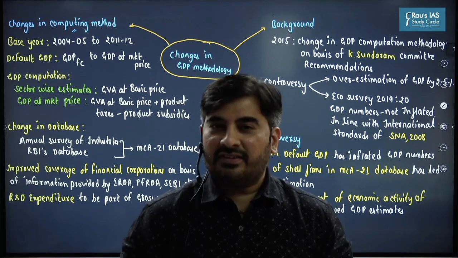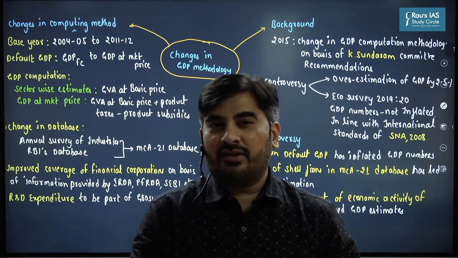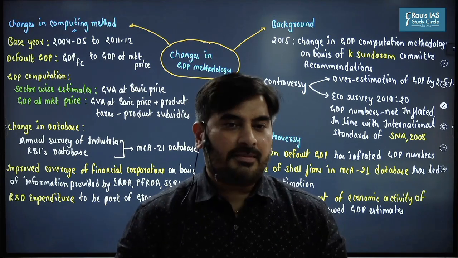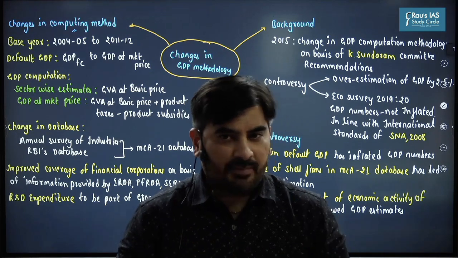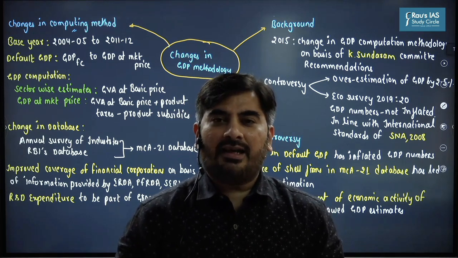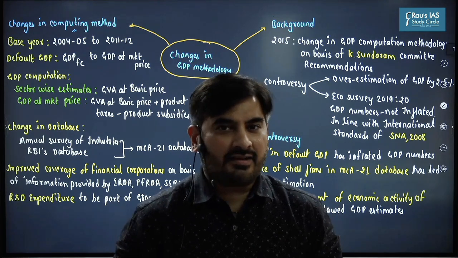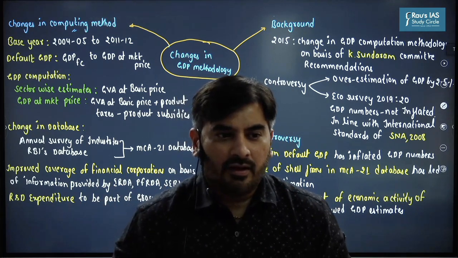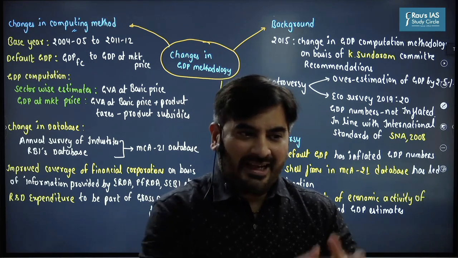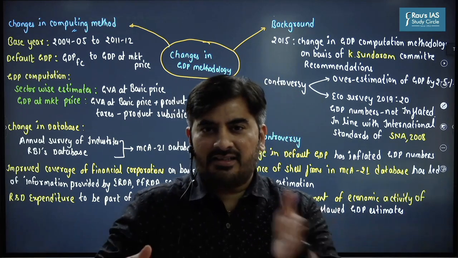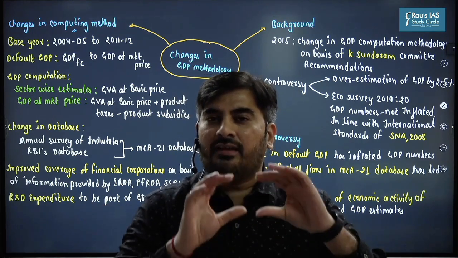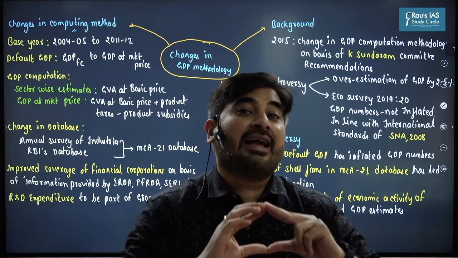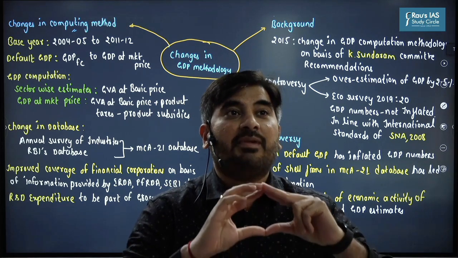Third one is with respect to how the GDP is actually calculated, GDP computation. See, when we are measuring GDP, we are required to calculate the economic activity in the different sectors like agriculture, industry, services, and so on. So in order to measure the economic activity in each of these sectors, we calculate it through GDP at basic prices or the GVA at basic prices.